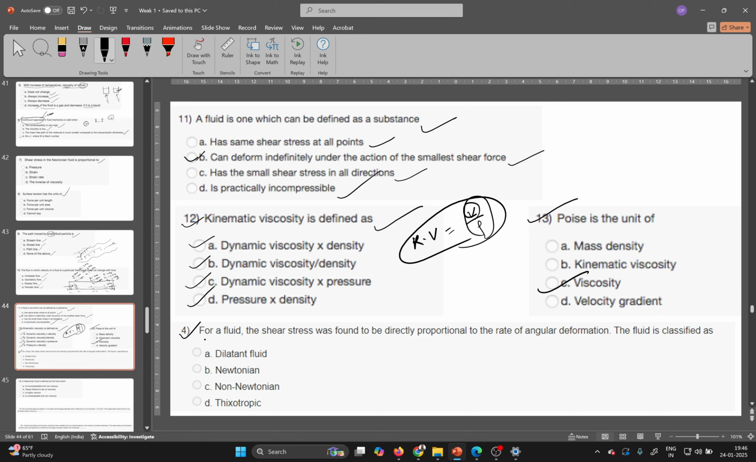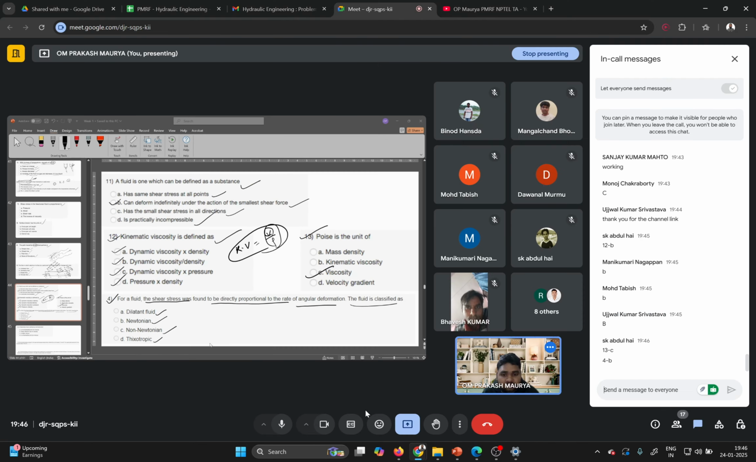For question number 4, for a fluid, the shear stress was found to be directly proportional to the rate of angular deformation. The fluid is classified as dilatant fluid, Newtonian, non-Newtonian, or thixotropic. Directly proportional to the rate of angular deformation. So question number 4 in the slide. Abdul is telling C for question 13, and B for question 4. Manoj is telling option D, thixotropy. Other students, please also answer.